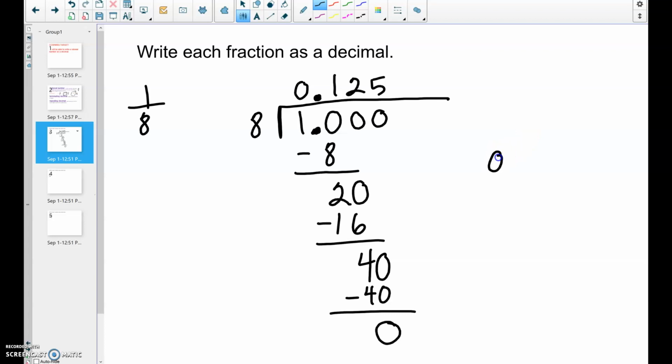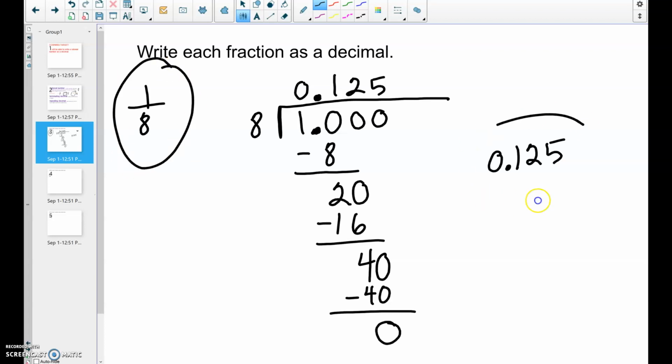So this is a terminating decimal of 0.125. So 1/8 and 0.125 are equivalent. One in fraction form, one in decimal form, and they are both considered rational numbers.